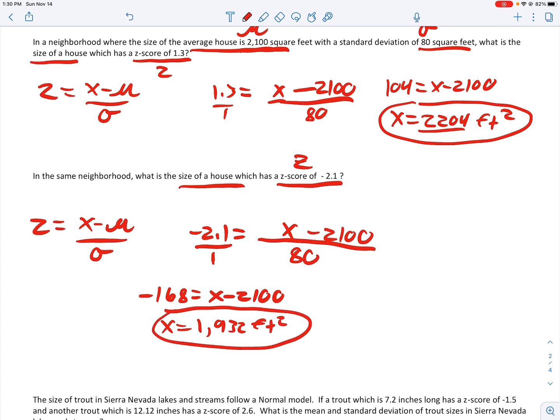Now, do my 2 answers make sense in my problem? I have a z-score that's negative, so that means you're below the average. The average is 2,100, so it makes sense that I got 1,932, because that's below the average. In the first problem, my z-score was positive 1.3, so my answer should be above the average, bigger than 2,100 square feet. In this case, it was 2,204. So your answers should still all make sense. A negative z-score means you should have a number less than average. A positive z-score means you should have a number above the average.